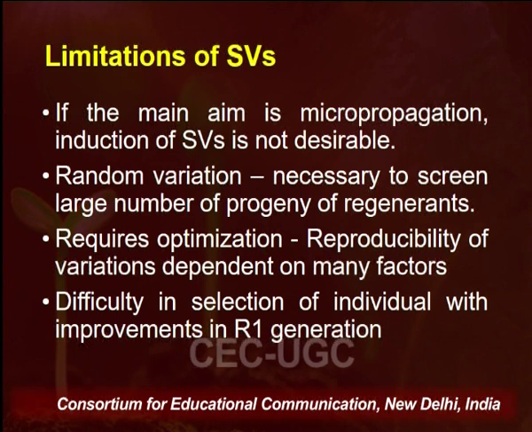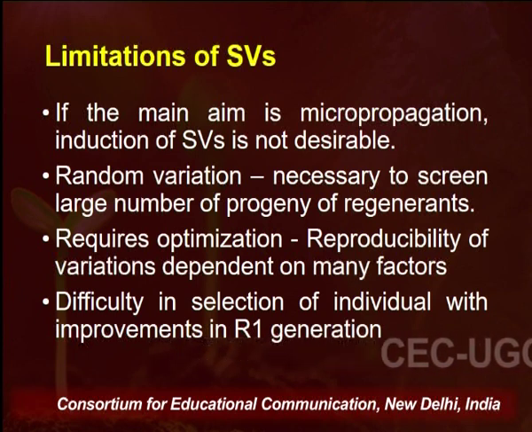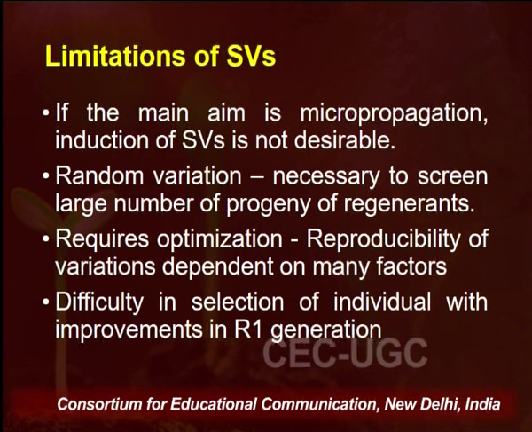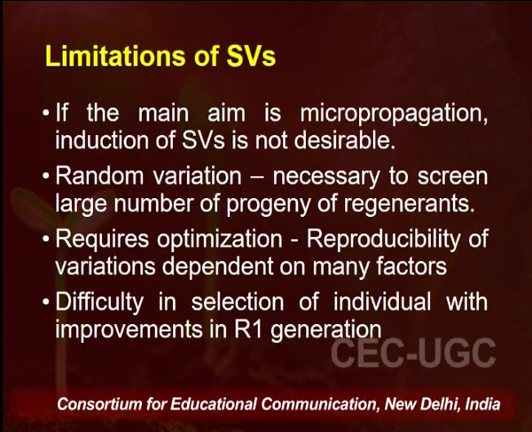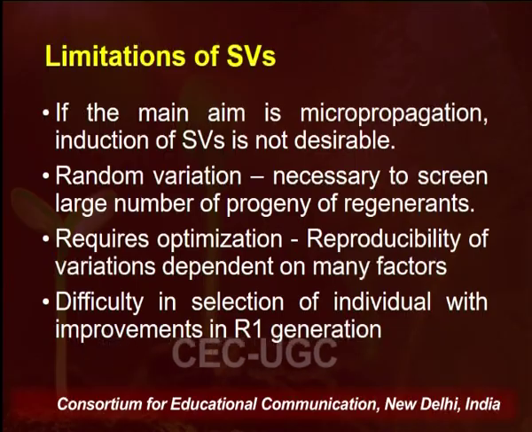So if you want to have reproducibility of these variations in the upcoming generations, one has to first optimize the entire process, because such reproducibility will depend upon many factors. Conditions are one of the factors, the genetic makeup of the explant material or the regenerated plant is another factor. Likewise, there are so many other factors that will govern and that require optimization. Sometimes it's very difficult to select an individual which has such improvements in the next generation.